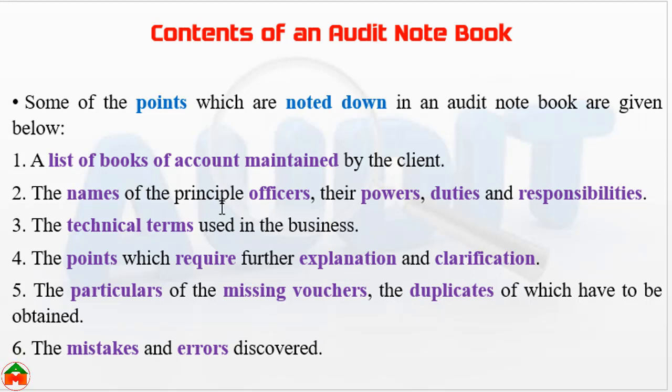The audit clerk can also write the particulars about the missing vouchers and the duplicates of which have to be obtained. That means if there are any missing vouchers, and for those missing vouchers, what type of duplicates should be taken, that type of information should be recorded in the audit notebook. The mistakes and errors discovered by the audit clerk.